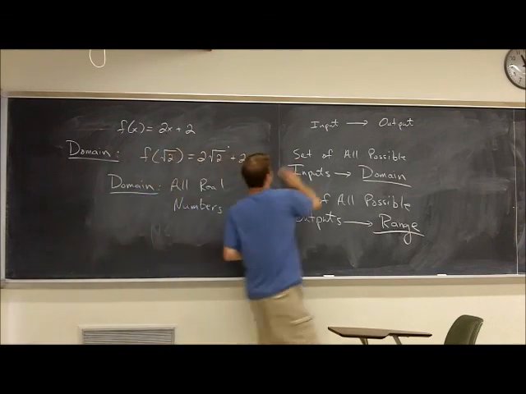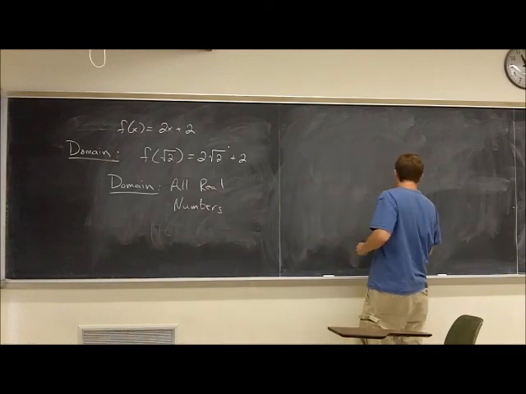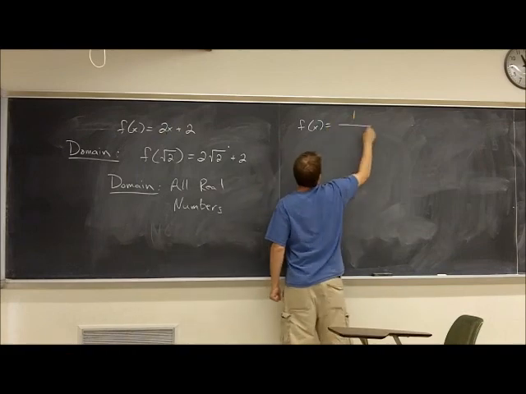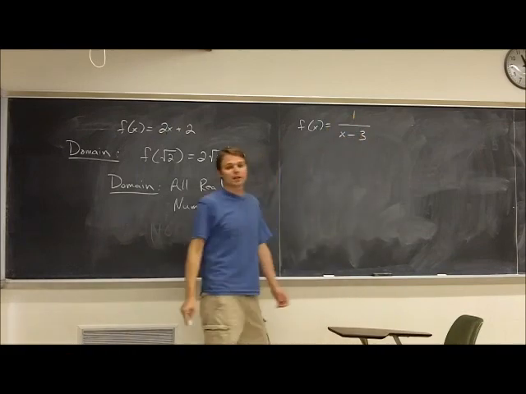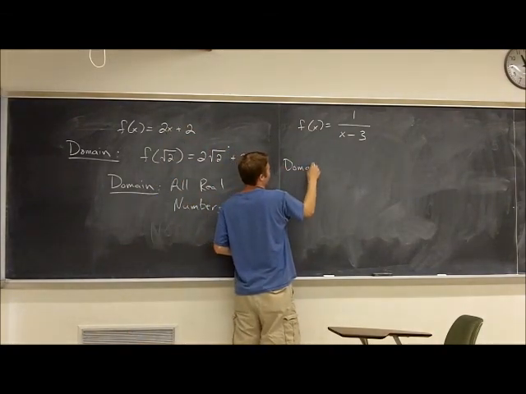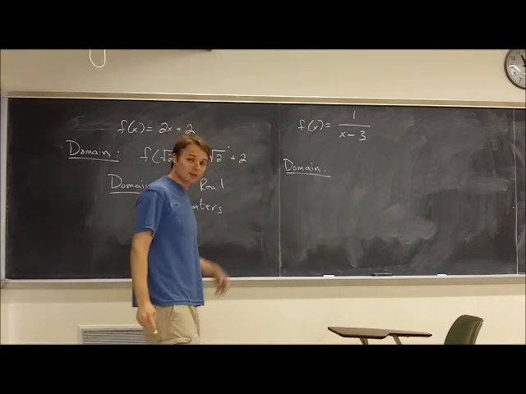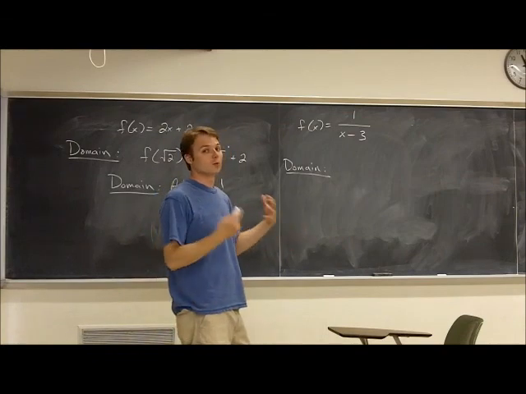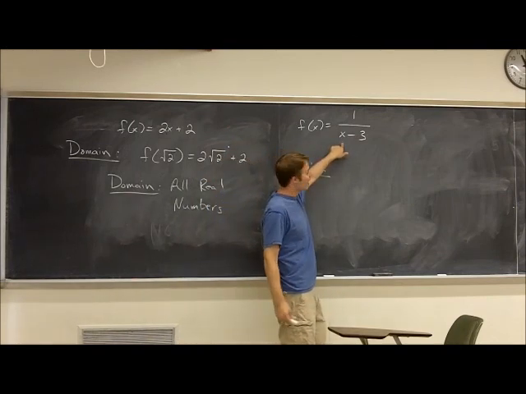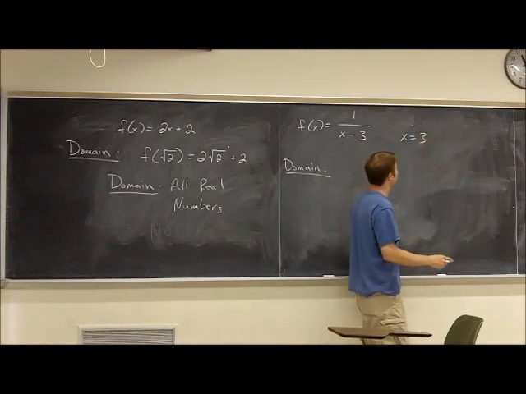So I'll give you an example of one that doesn't allow you to put any number in. So consider this function, 1 over x minus 3. So if I'm trying to figure out the domain of this function, I want to figure out all of the numbers that work in the function. And so sometimes a good way to do that is to think about, are there any numbers that won't work in the function? And for this one, there definitely is. If I put in an x equals 3 as an input, what happens when I try to get an output?